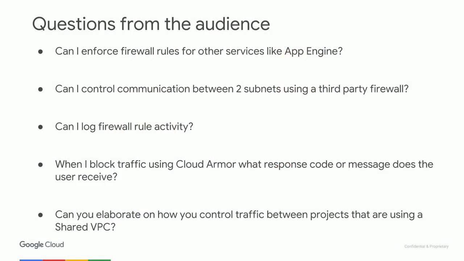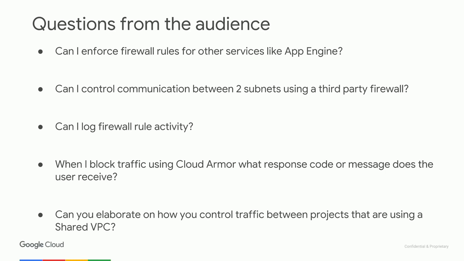Okay, our next question here is, when I block traffic using Cloud Armor, what response code or message does the user receive? When you configure a rule to deny, you have the option to configure the message the user will see. You can configure a 404 error, 502, or you can say forbidden, so 403. Okay, and I think we saw that in your demo as well, that you get that drop down. That's true.